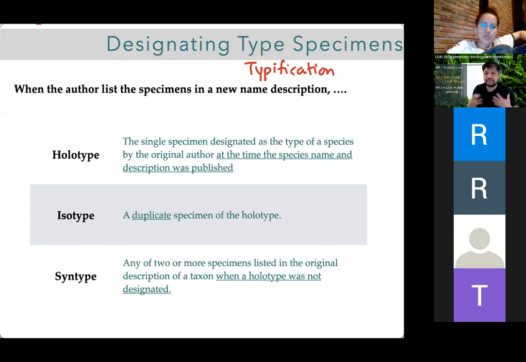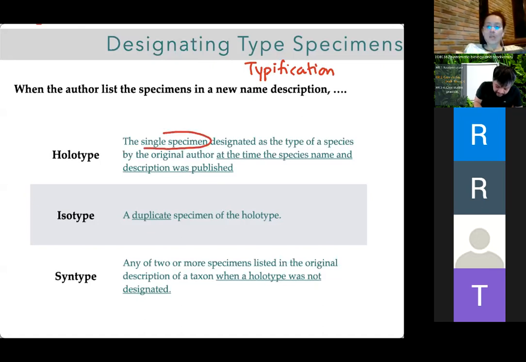So you have to provide a type specimen. If the author left the specimen in the new description, so they have the new species and you have the series of specimens you list in your description, if you pick one single specimen and call it a type, that thing is called holotype. You choose it. The holo means whole. You are the one who picks the specimen, and it has to be picked at the time of publication.